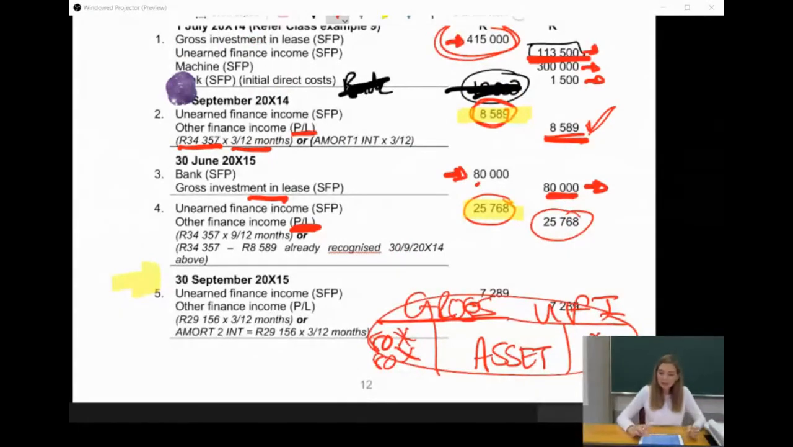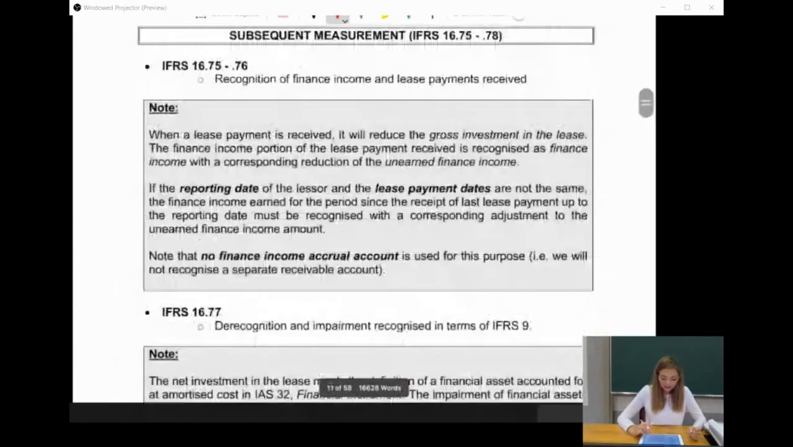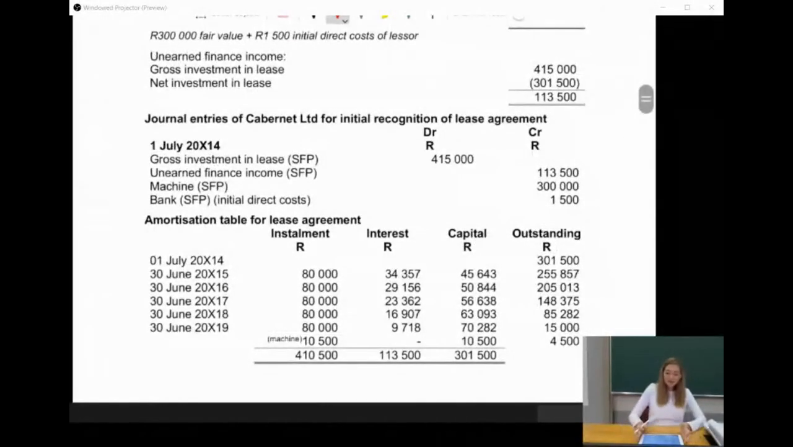So the deposit element in the initial journal again. Okay, let's see if I can find a clean journal. Yes. Okay, so if there was a deposit paid by the lessee, then what would have happened in this journal of ours is, so here's our initial direct cost that the lessor paid. But on day one as well, we would have also had a deposit amount that we received. So let's say there was a 100,000 deposit that we have received. So obviously now the gross investment in the lease is still the future lease payments that we are going to receive.